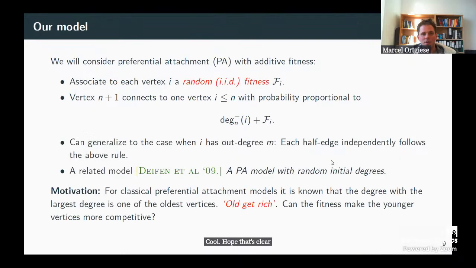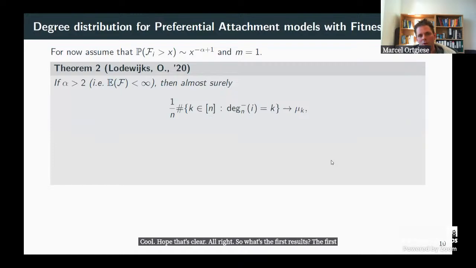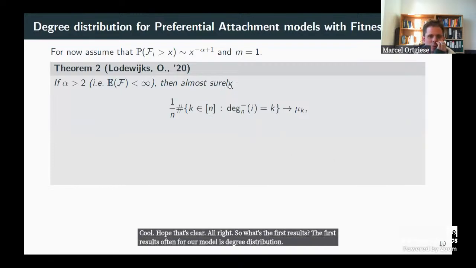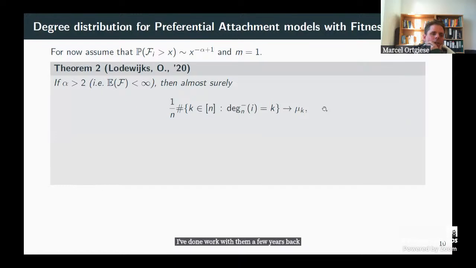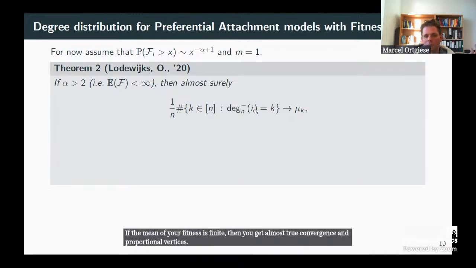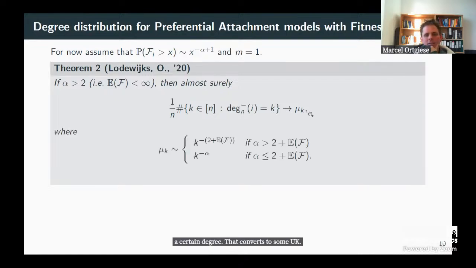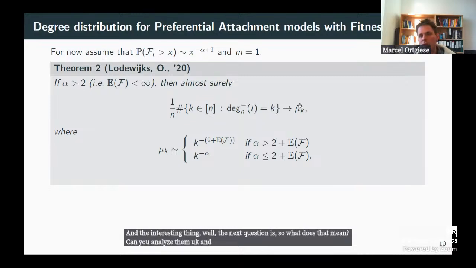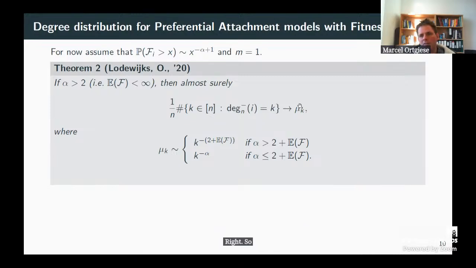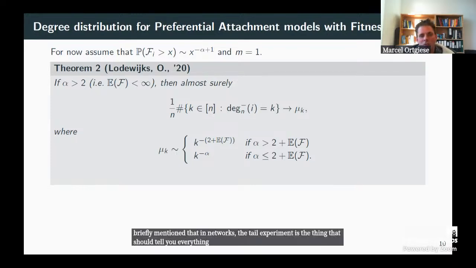All right, so what are the first results? The first result for our model is the degree distribution. This is our joint work from a few years back. It says that if the mean of your fitness is finite, then you get almost sure convergence of the proportion of vertices that have a certain in degree, say equal to k, to some mu_k. The next question is, what does that mean? Can you analyze mu_k? What's the tail exponent? Earlier I briefly mentioned that in networks, the tail exponent should tell you everything about the network. So what is it in this case?